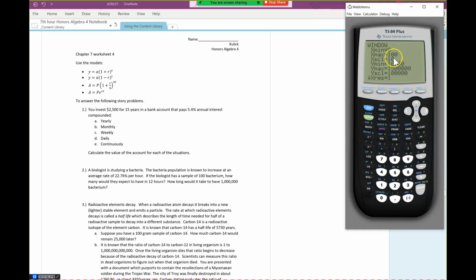And let's see. So this is per hour, so I don't know, 100 hours, I guess. That seems okay with the window. So there's my 1 million. There's my intersection. So second trace, intersect, enter, enter, enter. So after about 40.5 hours, it's okay with that? Yes.